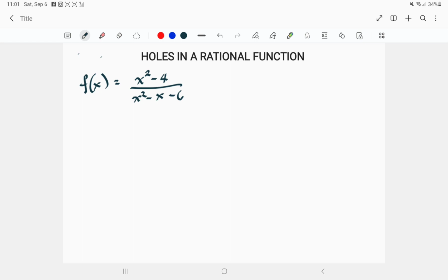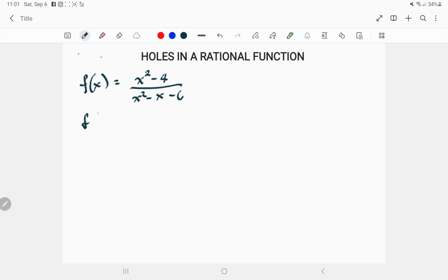But first, let us take note that in order to solve for the hole in the rational function, you have to go back to factorization of polynomials. Likewise, you have to consider simplification of fractions or rational expressions. First, we have to factor the numerator and the denominator.